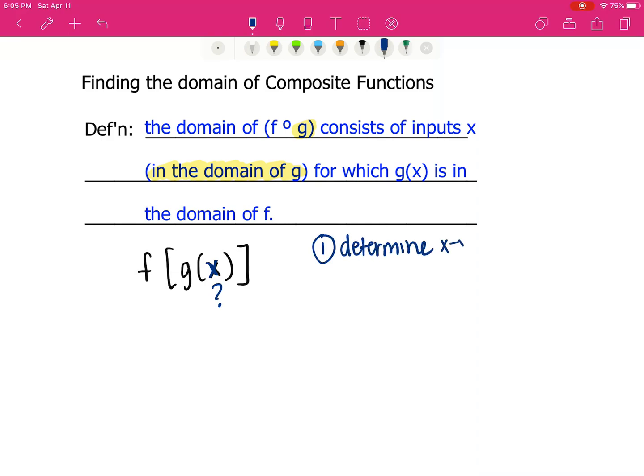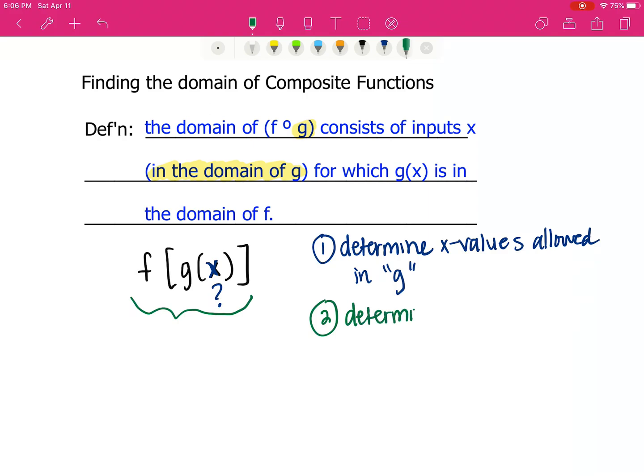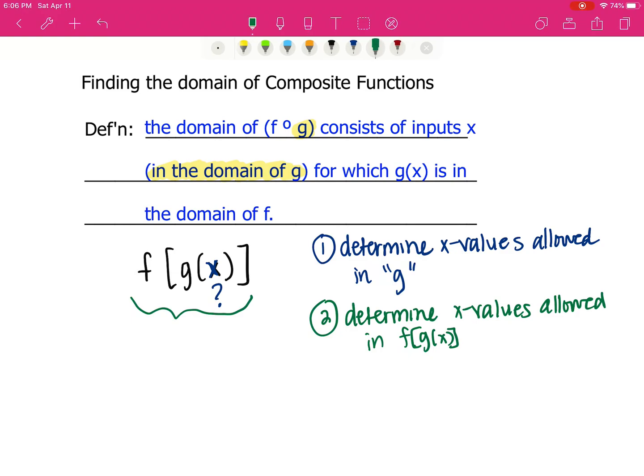Determine your x values that are allowed in g, okay? Then you're going to look at your f of g, or composite function. So then you're going to determine your x values that are allowed in f of g of x, okay? So in that composite function. So you're going to determine the domain of the composite function.